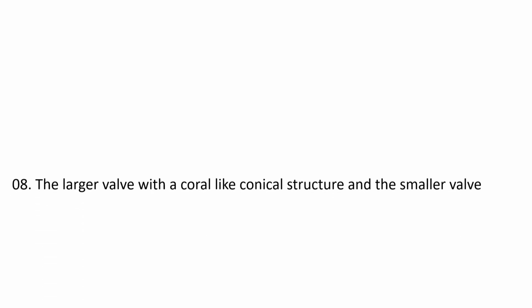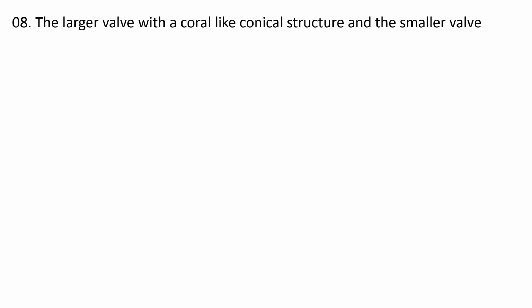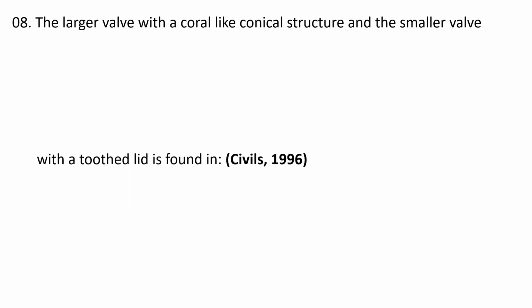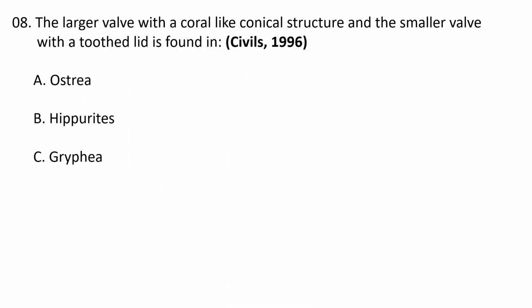Next question. The larger wall with a coral-like conical structure and the smaller wall with a toothed lid is found in A. Ostrea, B. Hippuritis, C. Griffia, and D. Exogyra. So the correct option is A.